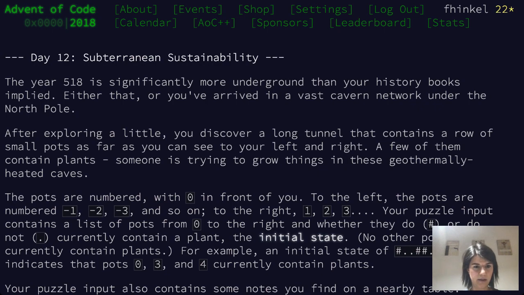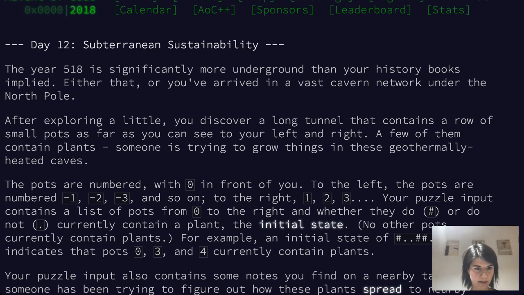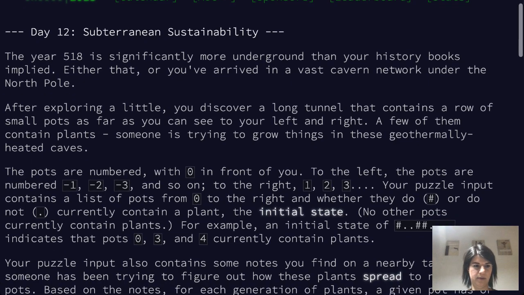After exploring a little, you discover a long tunnel that contains a row of small pods as far as you can see to your left and right. Okay, so we have a long tunnel with one row of small pods left and right. A few of them contain plants. Someone is trying to grow things in these geothermally heated caves.